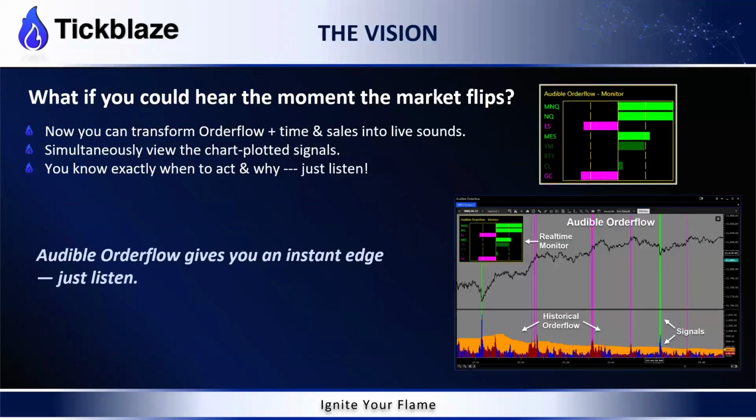Now, the vision. Okay, we're going to talk about this. The vision was for us to build a tool that translates time and sales information, which is the tape, which is next to impossible to understand and read, and which is actually the backbone of order flow footprint charts. Most people don't realize that footprint charts and order flow are ultimately tools that come from the time and sales, okay? And we're going to translate that information into two different diagram boxes.